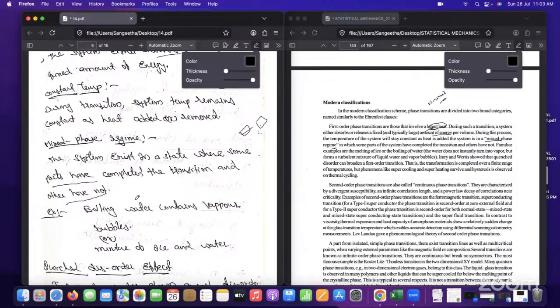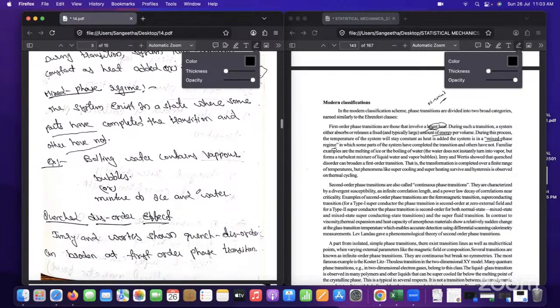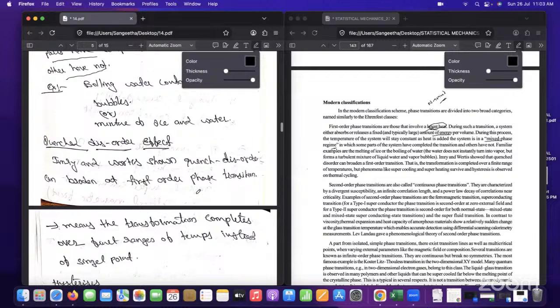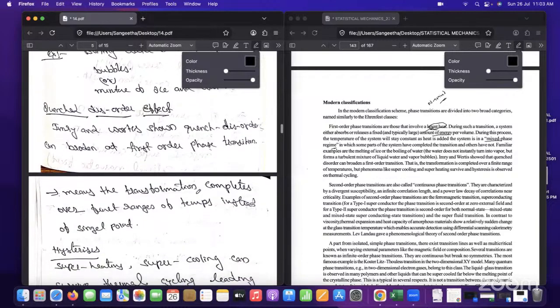Suppose boiling water contains vapor bubbles, or a mixture of ice and water. These are examples of first order phase transition. So here, quenched disorder effect. In first order phase transition, there is a discontinuity. This discontinuity is also called the disorder effect. There is a disorder effect or there is a breaking point.